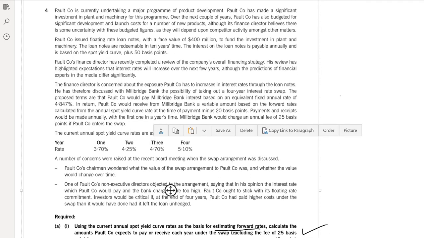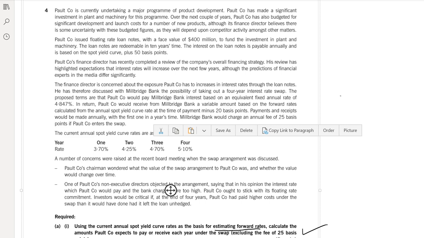Pault Company is currently undertaking a major program of product development. The company has made a significant investment in plant and machinery for this program. For the next couple of years, Pault Company has also budgeted for significant development and launch costs for a number of new products, although its finance director believes there is some uncertainty with those budgeted figures as they will depend upon competitors' activity amongst other matters.